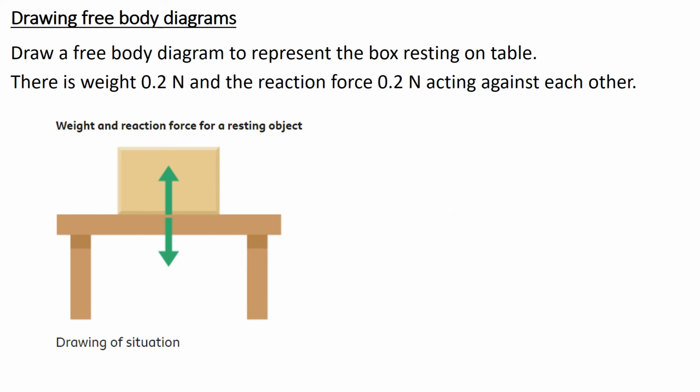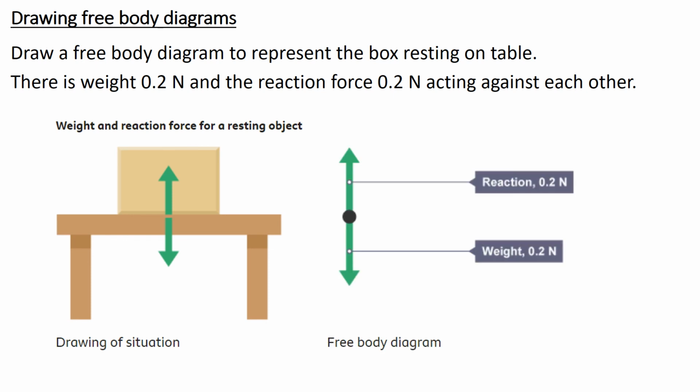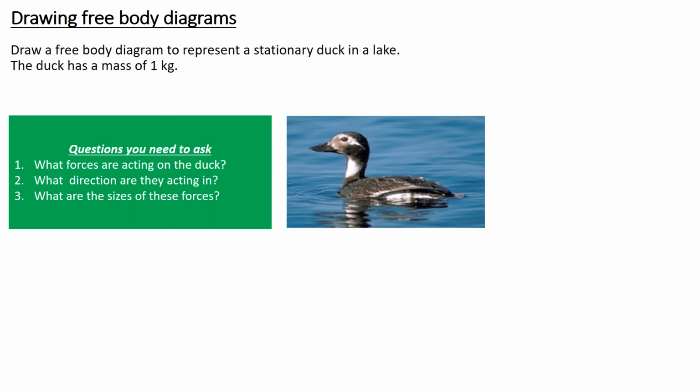So, free body diagrams. Draw a free body diagram to represent the box sitting on the table. There is 0.2 newtons of weight and a reaction force of 0.2 against each other. So that's all we're going to do. It is that simple. Now, draw a free body diagram to represent a stationary duck sitting in a lake. The duck has a mass of 1 kilogram. You need to ask yourself 3 questions. Firstly, what are the forces acting on my duck? What direction are they acting in, and what are the sizes of these forces?